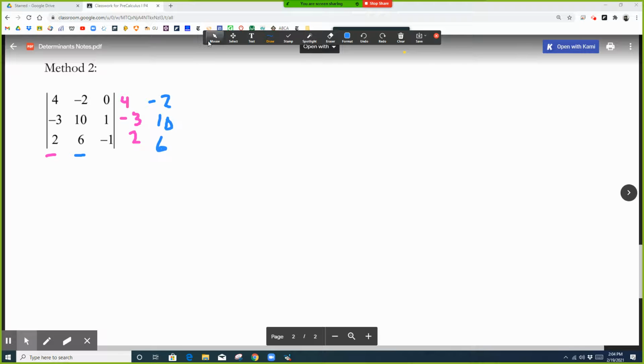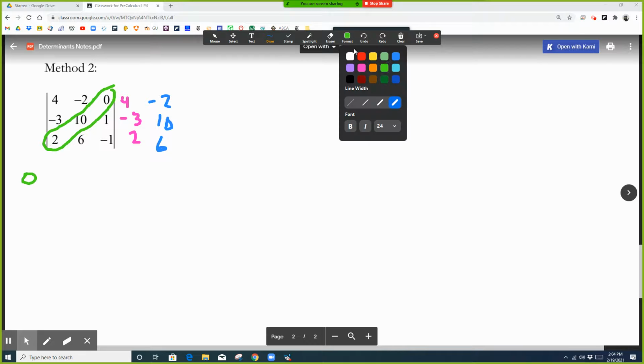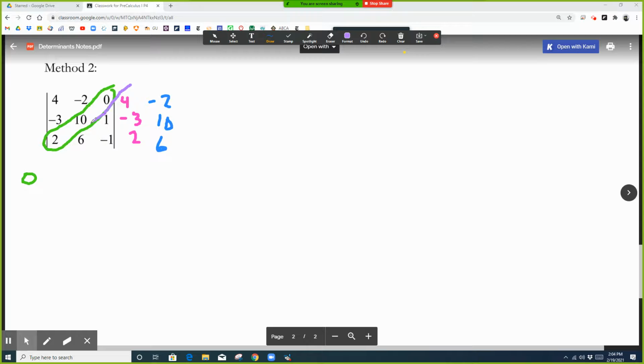Okay, then we're going to multiply diagonally. I know this is really funky, but once you do it a couple times, you'll get the hang of it. So we've got to multiply 3 numbers together. So we're going to take these 3 numbers and multiply them together. So 2 times 10 times 0 is just 0. And then take these numbers here. 6 times 1 times 4. And that's going to be 24.